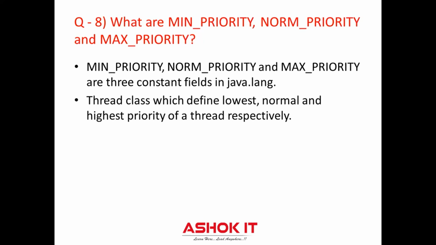Norm priority defines the normal priority that a thread can have, and its value is 5. Max priority defines the highest priority that a thread can have, and its value is 10. So, min priority value is 1, norm priority value is 5, and max priority value is 10.